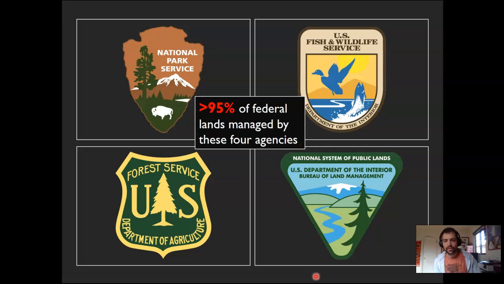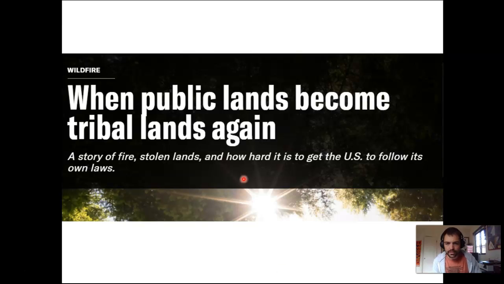So I'm sure a lot of you are familiar with these entities on the reservations in our communities. And so a reading that I would like you to read once you get through these slides is When Public Lands Become Tribal Again, a story of fire, stolen lands, and how hard it is to get the U.S. to follow its own laws. That would be recommended. Okay, so answer a few check questions, and that'll be all for 5.1.